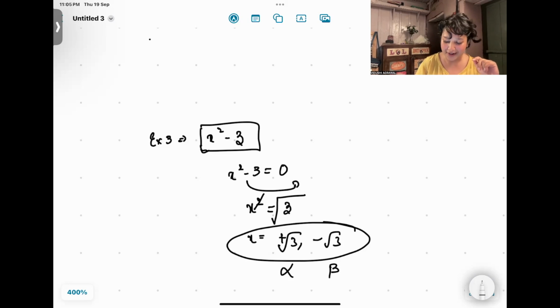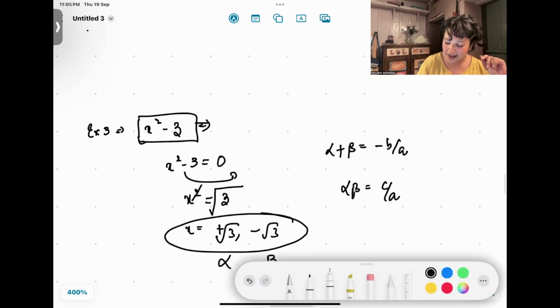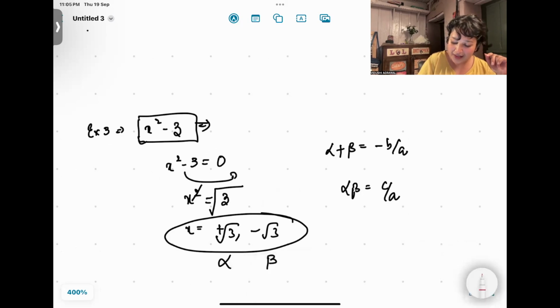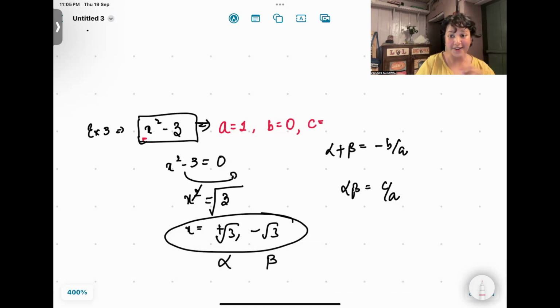Let's calculate now. So alpha plus beta equals minus b upon a. Alpha beta is equal to c upon a. Now let's define. What is my a? a is the coefficient of x squared, meaning 1. Here nothing is given. b is the coefficient of x, but no x is given, so I'm going to write 0. And c is equal to the constant. So remember, it's not 3, it's minus 3.